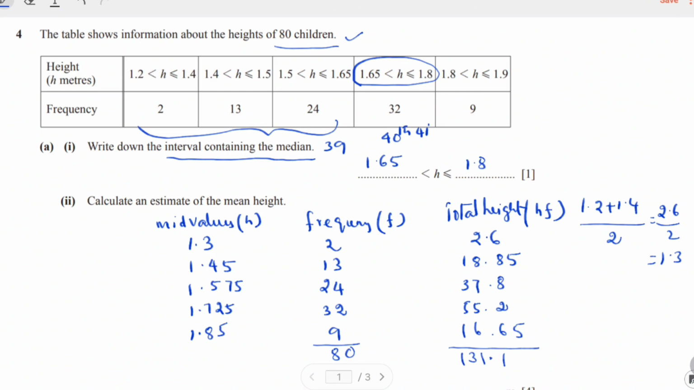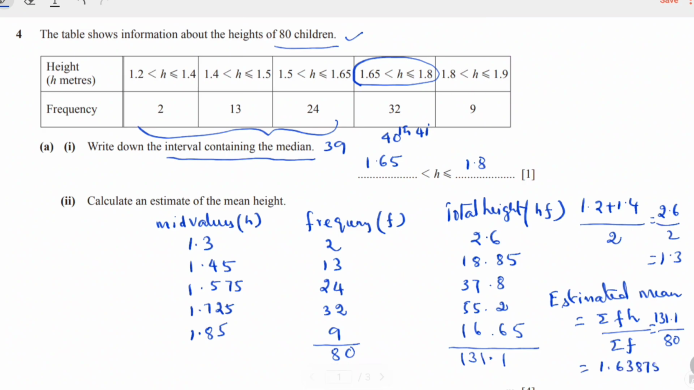We know that already. Now the estimated mean will be the sum of FH, or HF, by the sum of F, which is 131.1 by 80. I use a calculator to calculate this. I get the answer as 1.63875. So this is the estimated mean.